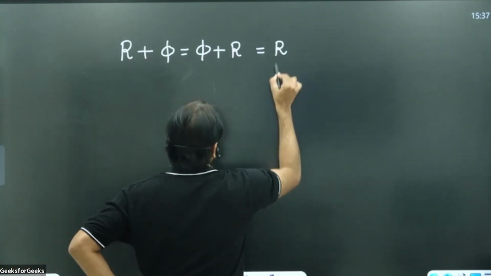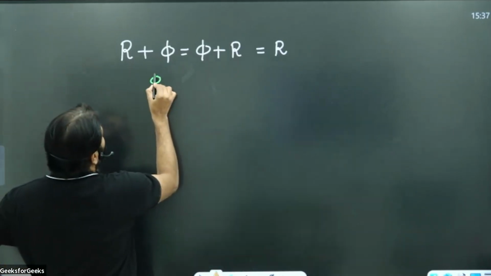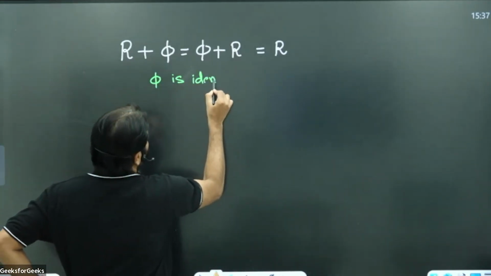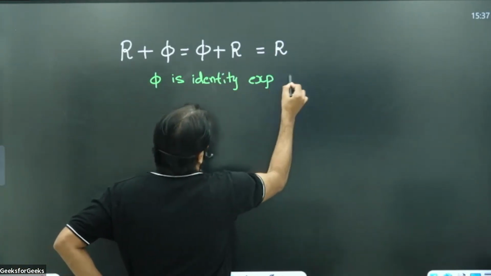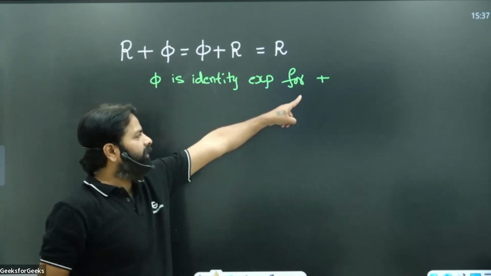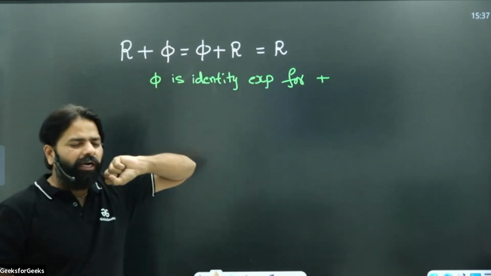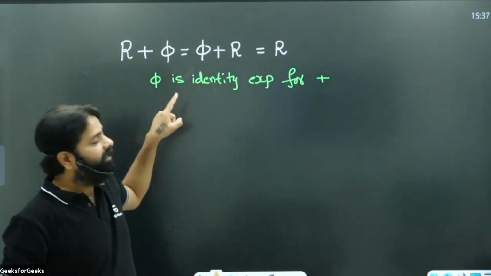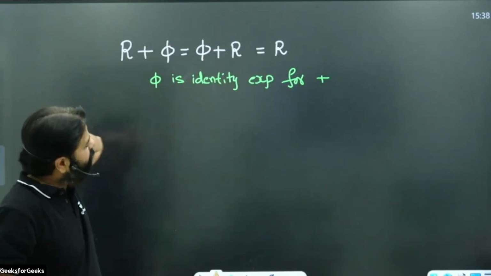Why does this happen? Because this pi is the identity expression. For the plus operator, pi acts as the identity. Pi is not the identity for every operator, remember. For this operator, pi acts as identity. That's why r plus pi, or pi plus r, will be r only.